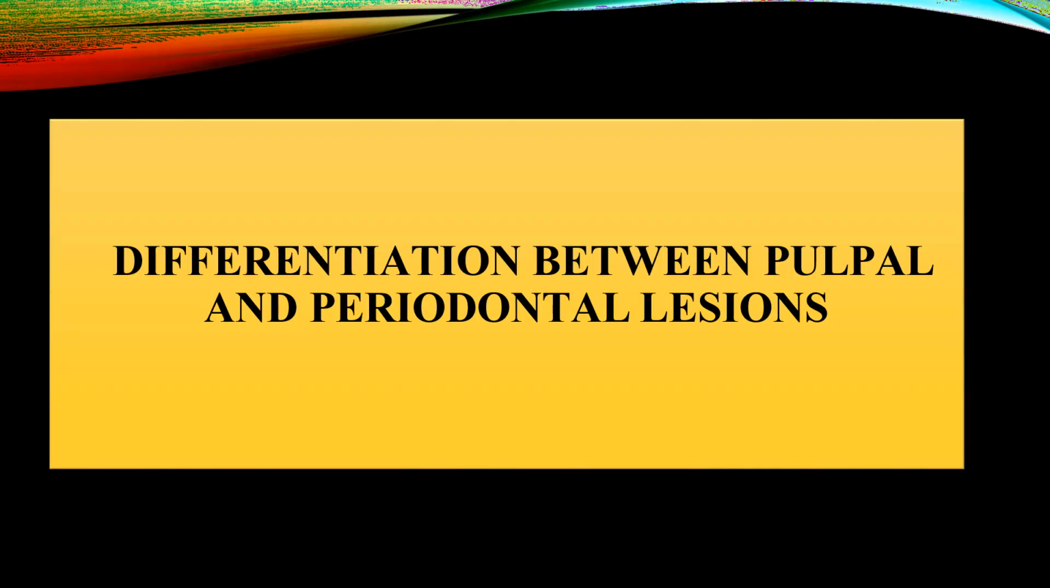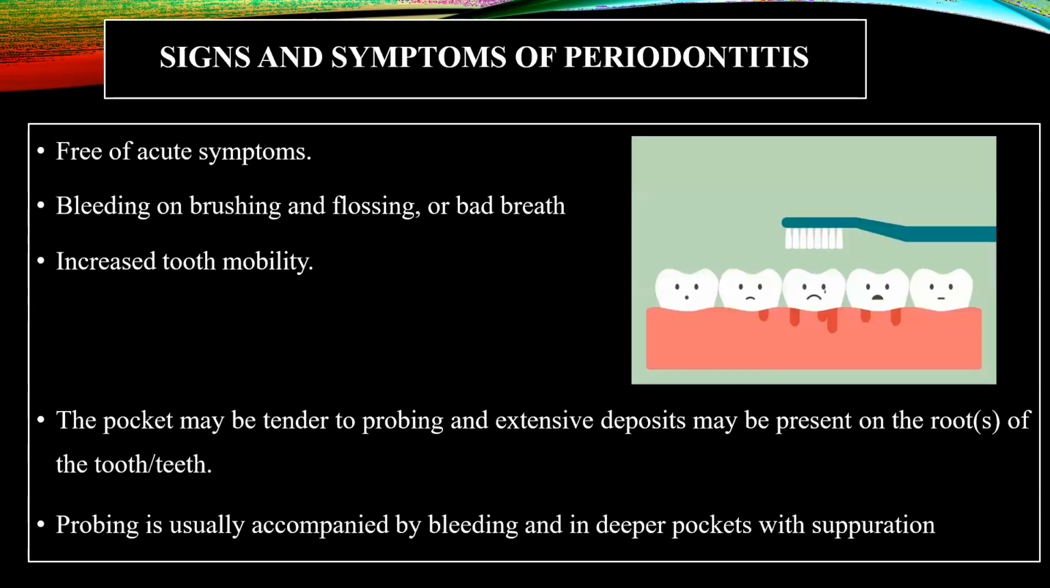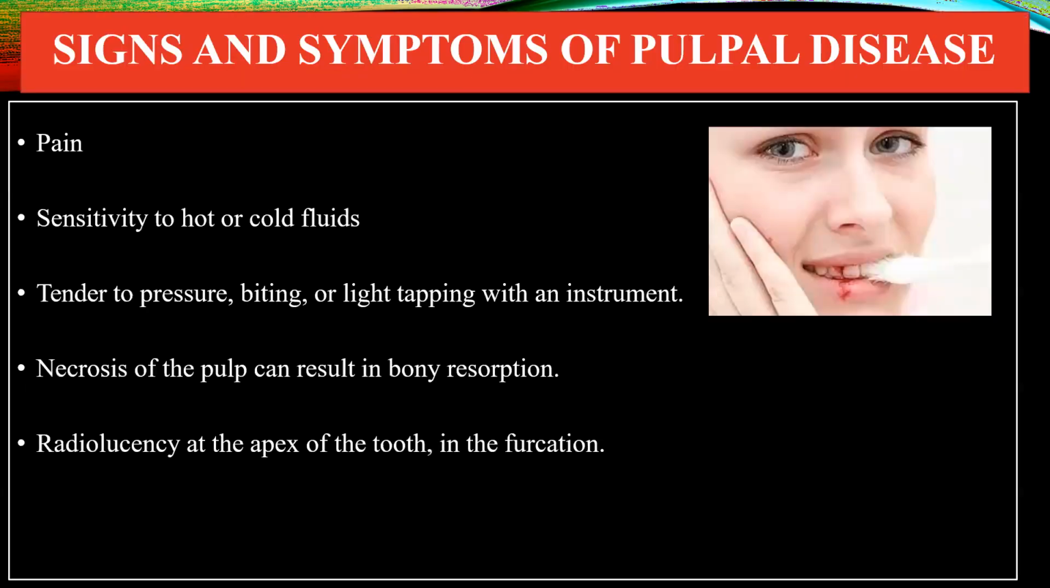Now, differentiation between pulpal and periodontal lesions. So what are the signs and symptoms of periodontitis? It will always be free of acute symptoms. Bleeding on brushing or flossing can be seen, or we can see bad breath, and there will be increased tooth mobility. The pocket may be tender to probing, and extensive deposit may be present on the root of the teeth. And probing is usually accompanied by bleeding in the deeper pocket with separation.